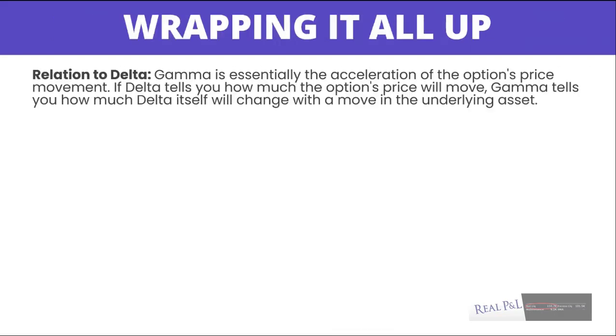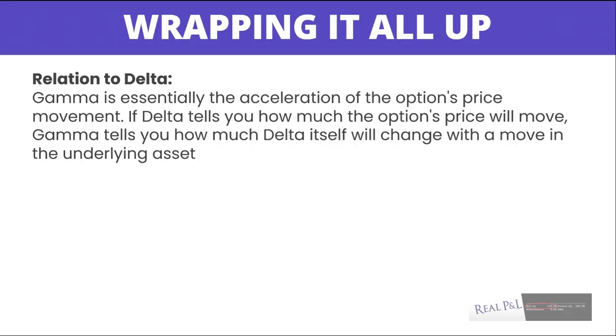Wrapping it all up, in relation to delta, gamma is essentially the acceleration of the option's price movement. If delta tells you how much the option's price will move, gamma tells you how much delta itself will change with a move in the underlying asset.